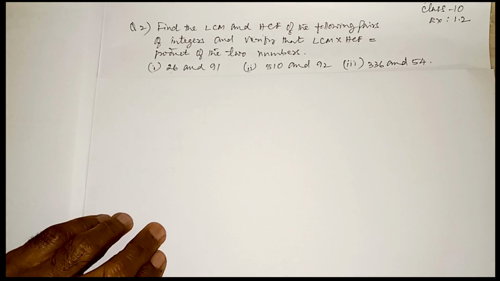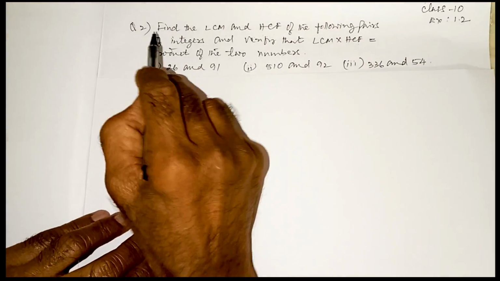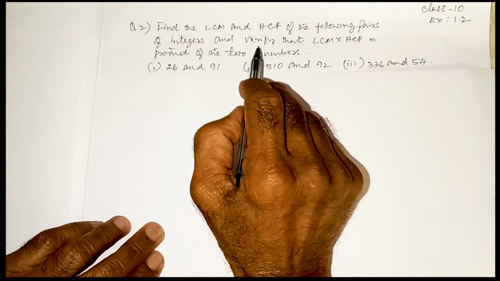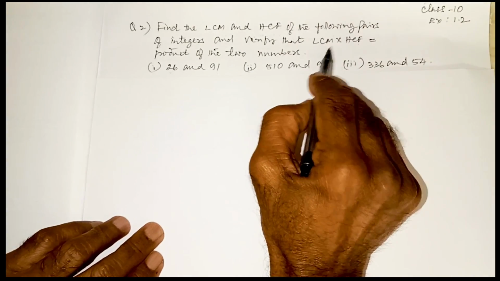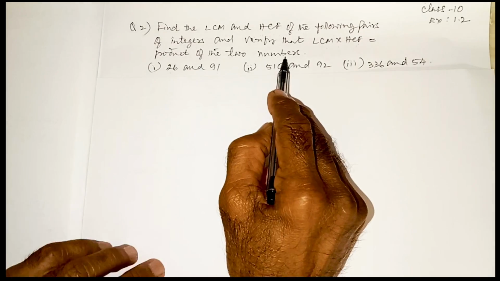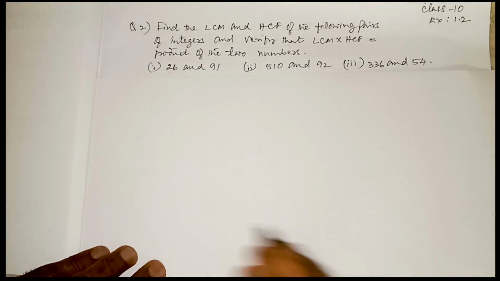Well, students, we move on to question number 2 of exercise 1.2. The question is, find the LCM and HCF of the following pairs of integers and verify that LCM into HCF is equal to the product of the two numbers. We have 3 sub-questions. Let us try one by one.